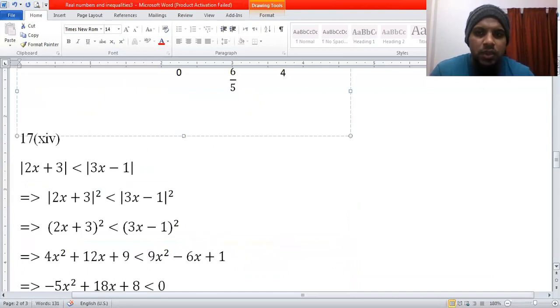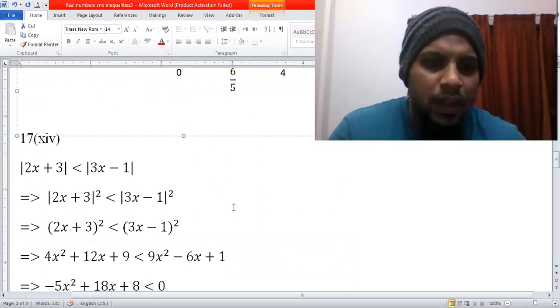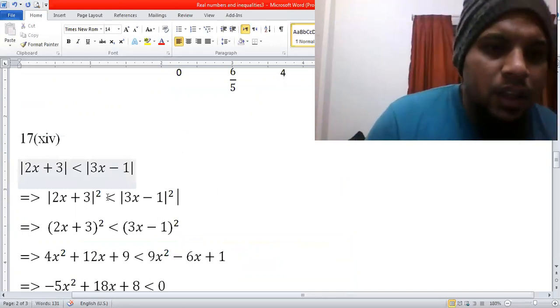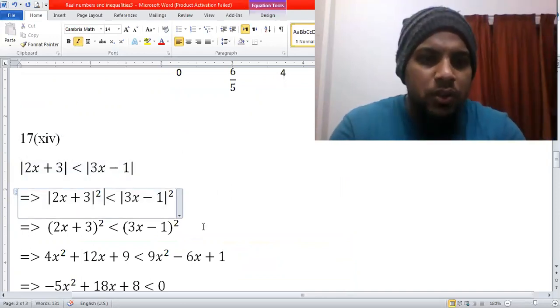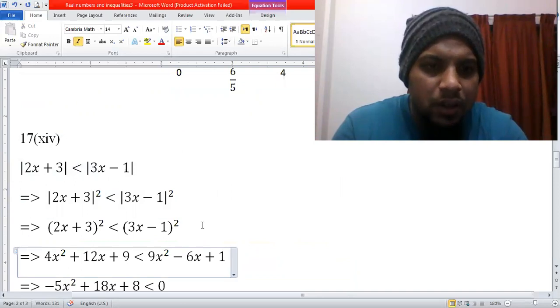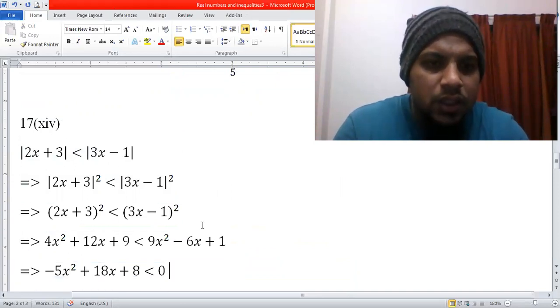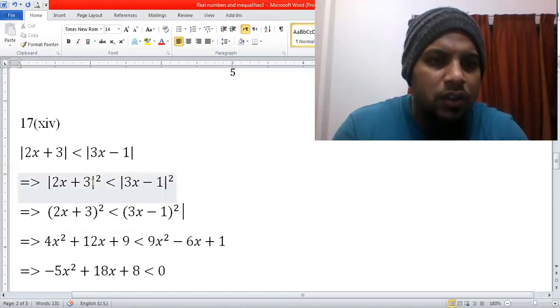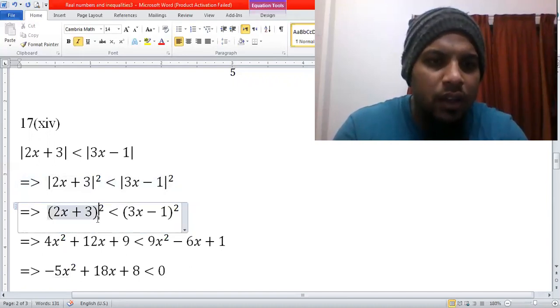It is also very similar to the previous one, actually exactly the same. 2x plus 3 is less than 3x minus 1, and we square both sides. You just see the calculation. Okay, first we square both sides, and the absolute value of a squared is a squared. That's why we just skip the absolute sign in the third line.